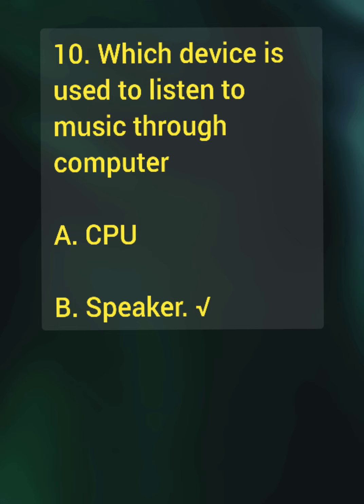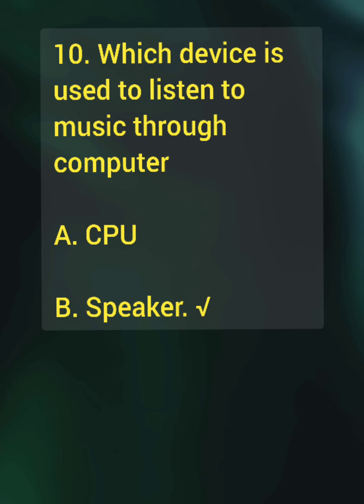Which of these is used at shop for scanning the price? Option A or option B? The answer is option B. In MS Paint, the area where you draw is called option A, working area. Option B, drawing area. The answer is drawing area. Identify the data storage device from the following. Option A, option B. The answer is option B.